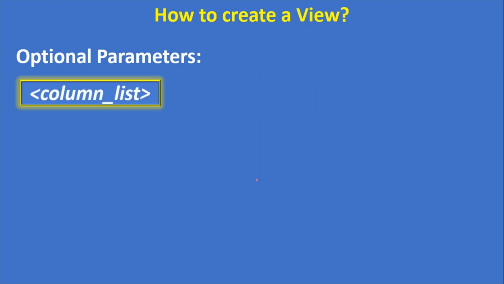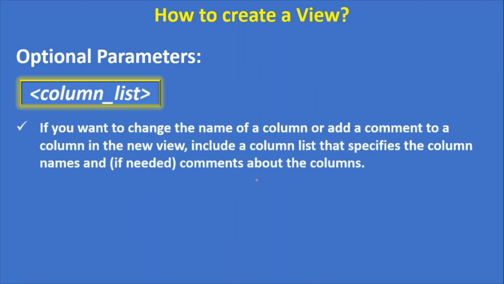The next optional parameter, column list. If you want to change the name of a column or add a comment to a column in the new view, include a column list that specifies the column names and comments about the columns. Basically, take an example: you are going to create a view on the department table. In the department table, one of the columns is LOC. While creating that view, you don't want LOC, you want location, the complete name. In that case, you have to specify the column list.